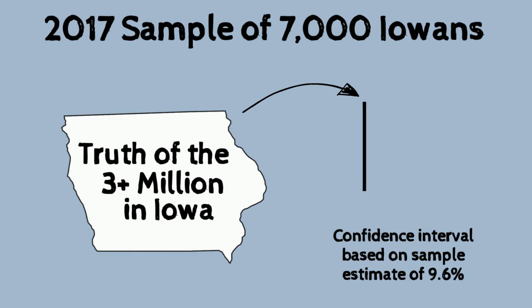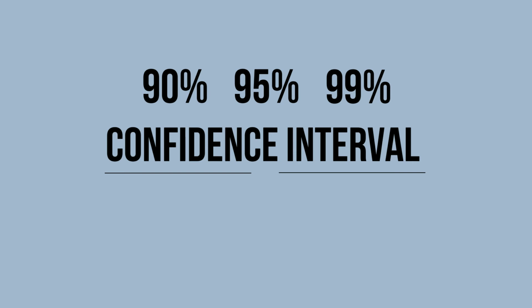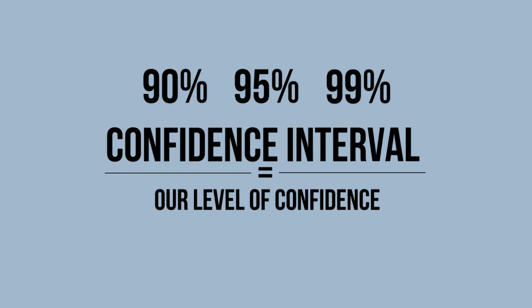The 95% confidence interval in 2017 is 8.8% to 10.4%. We are highly confident that the total percentage of Iowans who have diabetes is somewhere in the range of 8.8% and 10.4%, based on our sample that gave us an estimate of 9.6%. You will typically see that a confidence interval is reported as a 95% confidence interval, but other levels like 90% or 99% are sometimes used. The 95% value is our level of confidence.